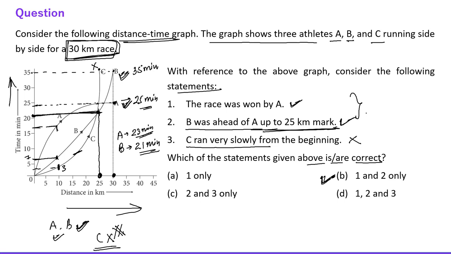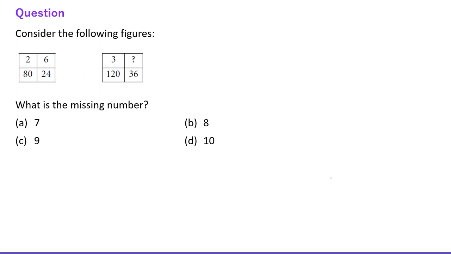Okay, fine. Now let's talk about the other question. Next question says, consider the following figures. So this is 2, 3, 6 and 6, 4, 24. So this is what? 2 into 3, 6. 6 into 4, 24. And 2 into 40 is 80, right? So 3 into 3 is 9. 9 into 4 is 36. And 3 into 40 is 120. Okay? Right? Clear? Question is, what is the missing number?